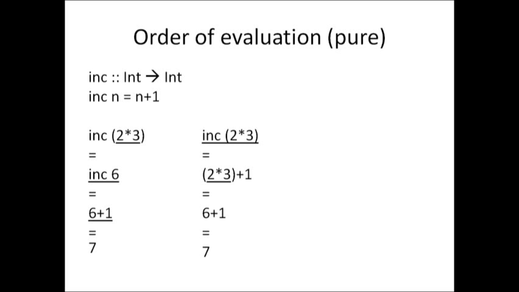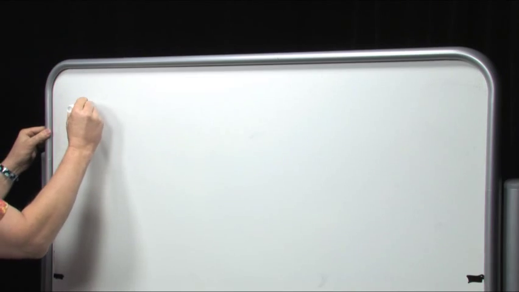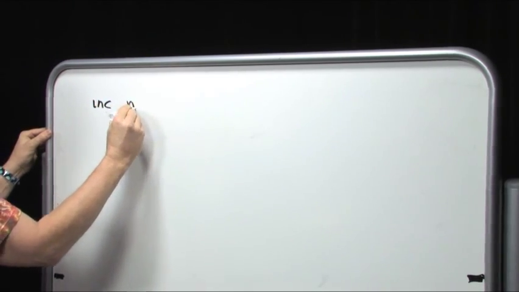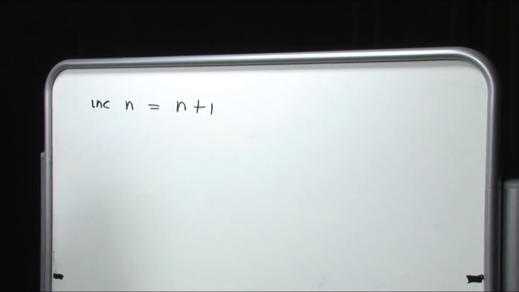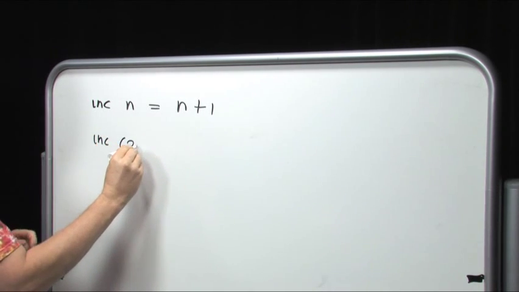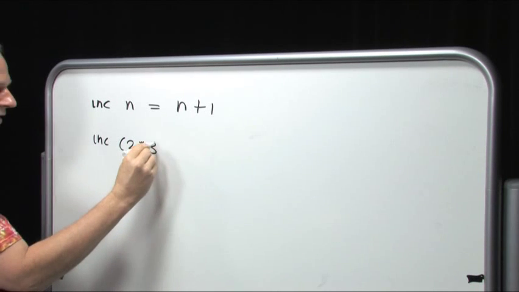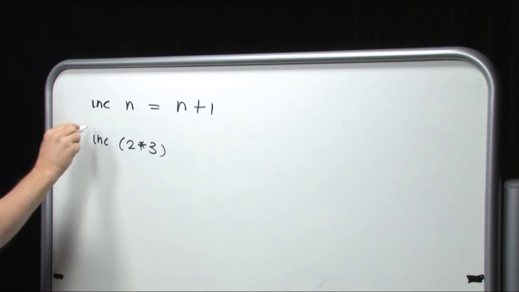In the example that you see here, we have a simple function increment. Increment by now should look familiar. Increment of n is just an alias for n plus 1. And the type of this is int to int. Now, if we have an expression that involves inc, let's say inc 2 times 3, I think that's what we have on the slide. Now there's multiple ways that we can go and evaluate this expression.